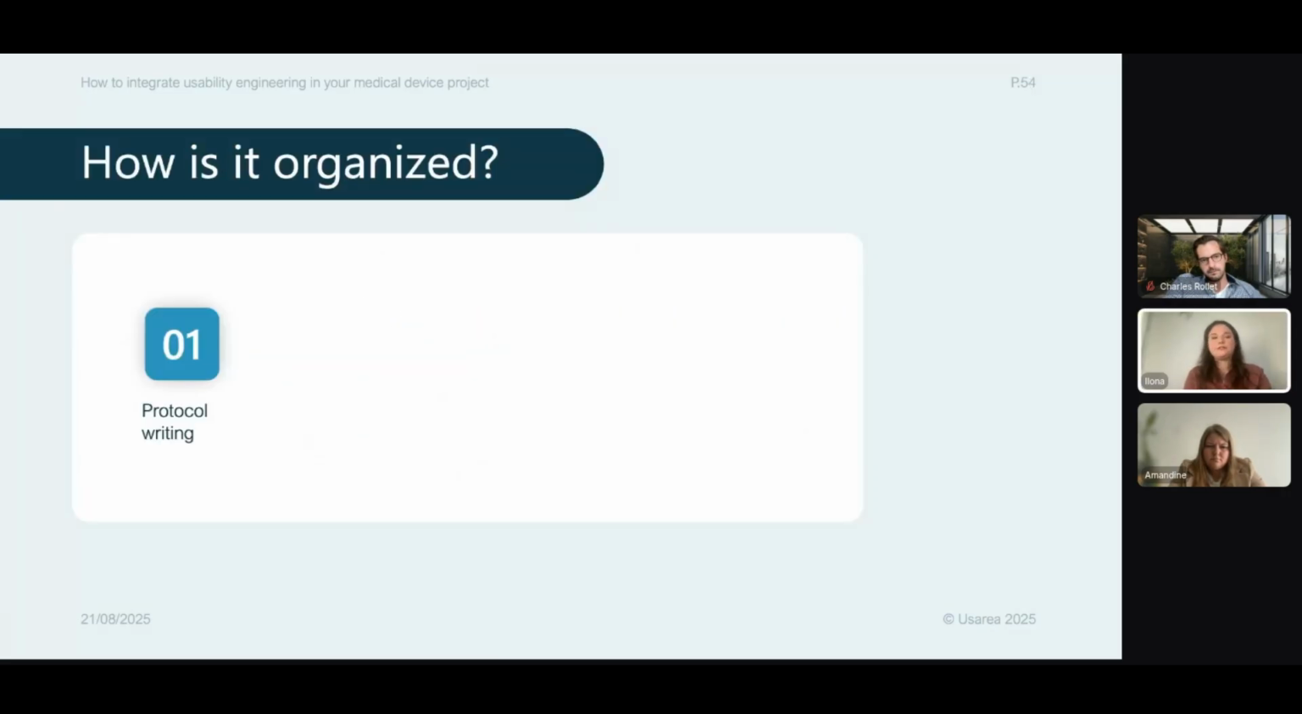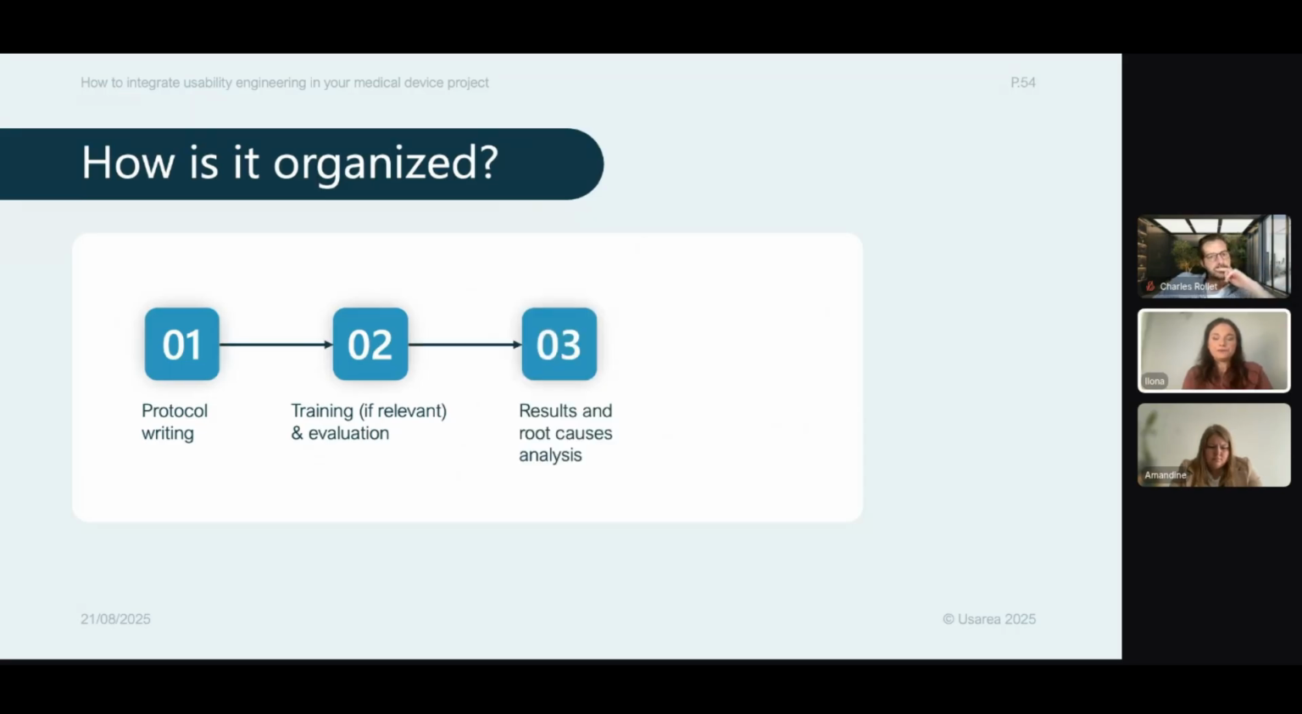So how is it organized? First, you are going to write the protocol. If you have a planned training for when the device will be on the market, you have to do the training before the evaluation, and then the evaluation. If you don't have a training plan, you don't need to do it. Then you will have to analyze the result and the root cause, and then you will write a report.